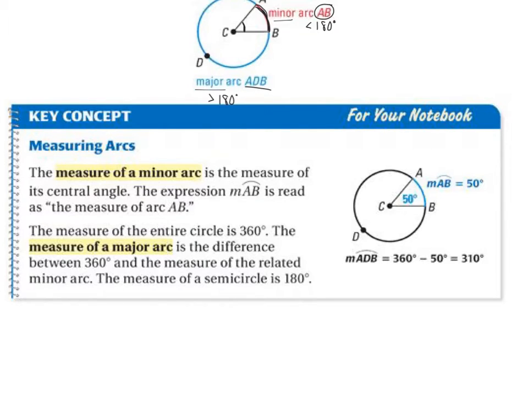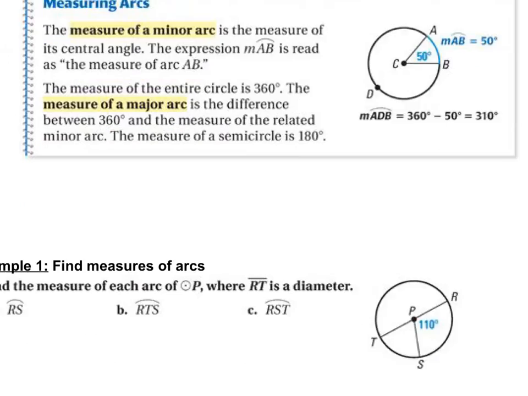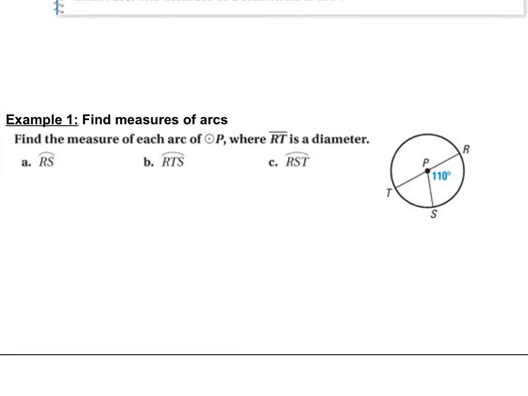Sometimes they don't give you the measure of an angle, but say they wanted ADB. We know a circle hopefully is 360 degrees. So 360 degrees minus the 50 for this minor arc will give us the rest of it, and in this case is 310 degrees. So again, minor arc less than 180, major arc greater than 180. Sometimes we have to subtract to find the difference.